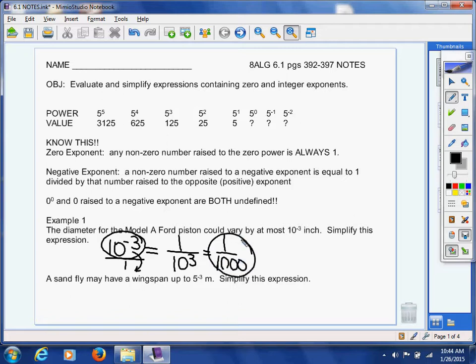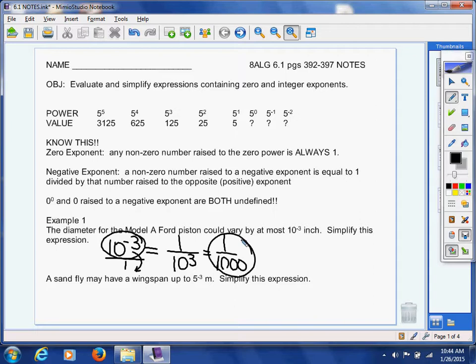over 1,000. So that Ford piston, the diameter could budge a little bit, could expand to 1/1000th of an inch, or it could actually contract 1/1000th of an inch. So I just wanted to remind you that that's our answer.